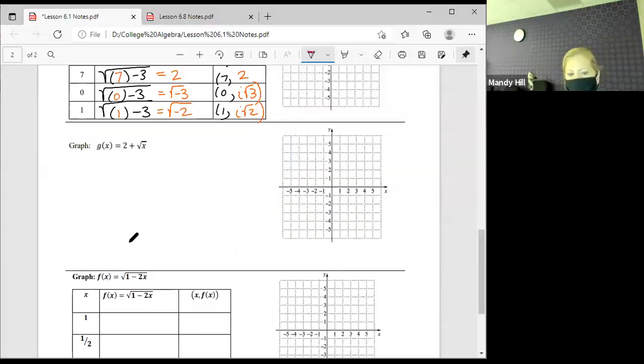So what's going to happen to this graph? I've got a +2 added to my original function of the square root. What happens to that thing? What's the +2 do to it?